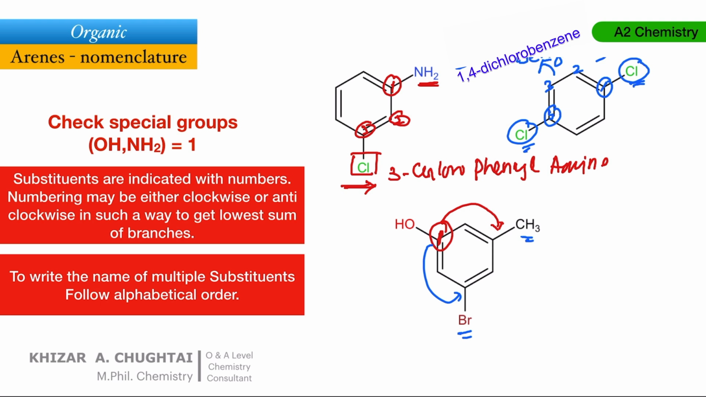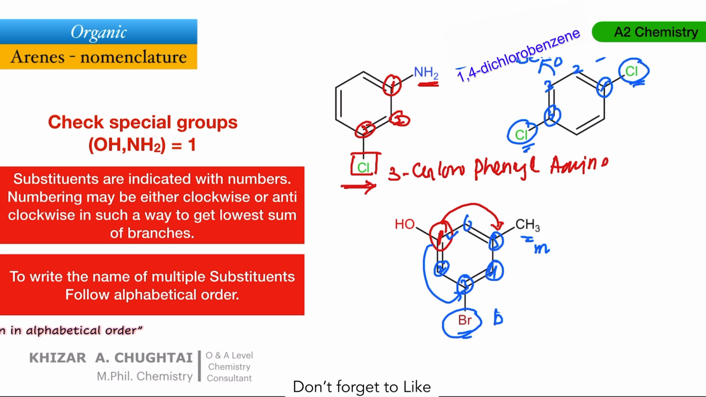But in this case, the preference goes to alphabetical order. So Br, B for bromo, M for methyl, this Br will get the lowest number. So numbering will be anti-clockwise. In this case, it's carbon number 1, 2, 3, 4, 5, and 6. So the lowest number should be for bromo.